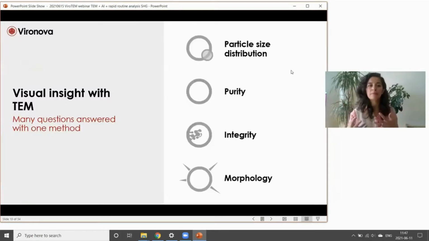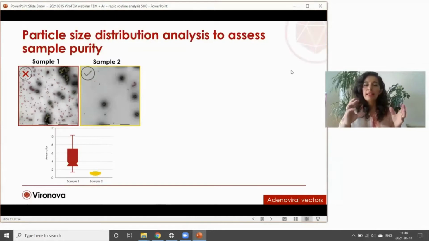But not only looking at them, you can actually answer a lot of questions by doing this visual observation. So what can you see? Well, you could potentially look at particle size distribution. You can look at purity. You can look at integrity, and you can look at morphology. And I'm saying look at, but actually I'm talking about looking at and analyzing and getting solid quantitative data, statistics, hard facts on your particles. Let me now spend a few slides just giving you some examples of this.